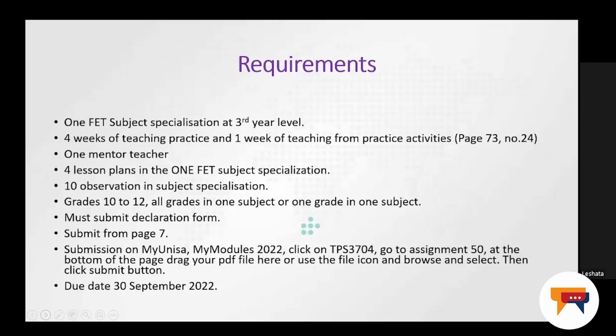How you submit is you go to My UNISA, then you click on My Modules 2022, click on TPS 3704, go to assignment 50. At the bottom of assignment 50, you'll even have Word documents of tutorial letter 104. You can type in there if you like, but at the bottom of assignment 50, you will see the submission area. And here you can drag your PDF file here, or you can use a little file icon. It's like a little page. Click on it, browse, and select your tutorial 104, and then click the submit button.